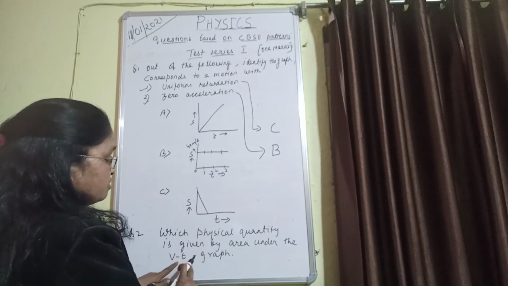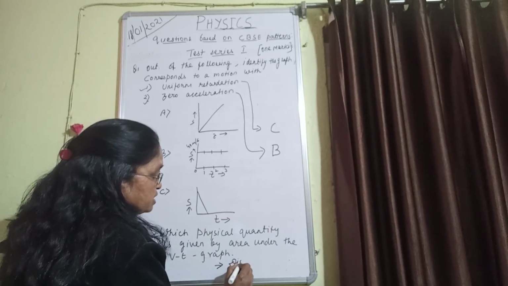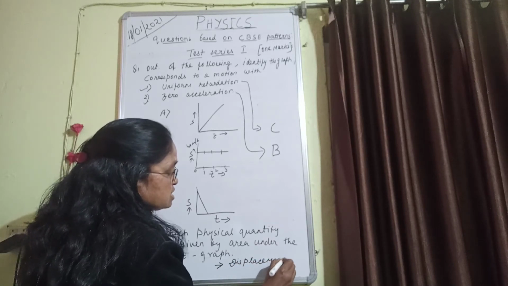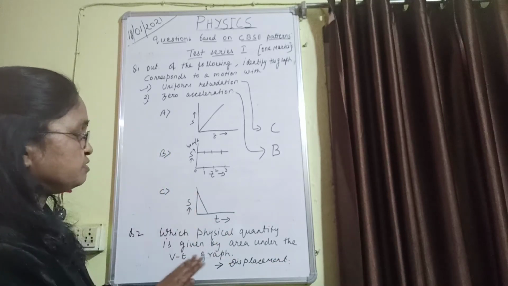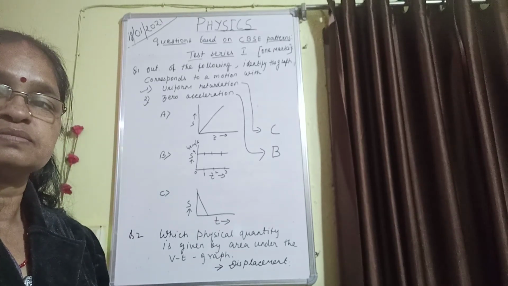So the area under the velocity time graph, what does it give us? Displacement. You know velocity is displacement by time. So the area under the velocity time graph represents the displacement. So see the next question.